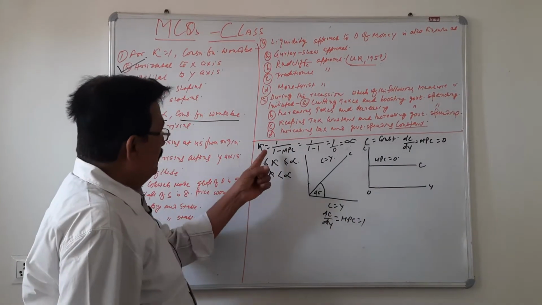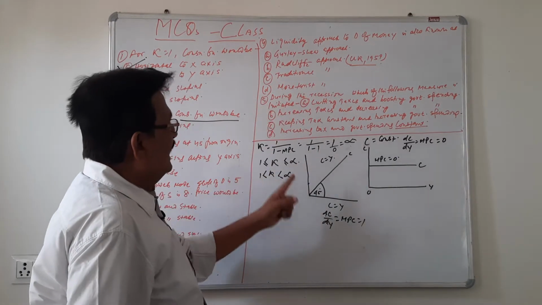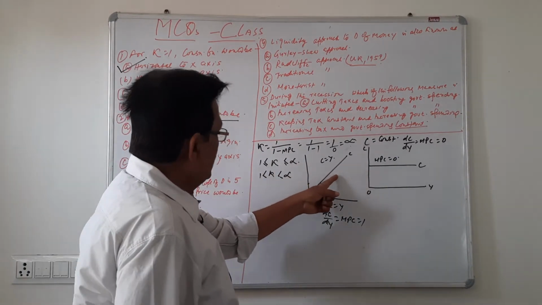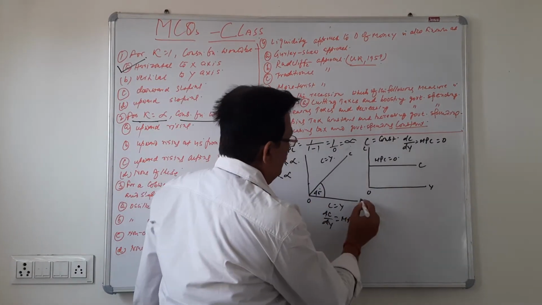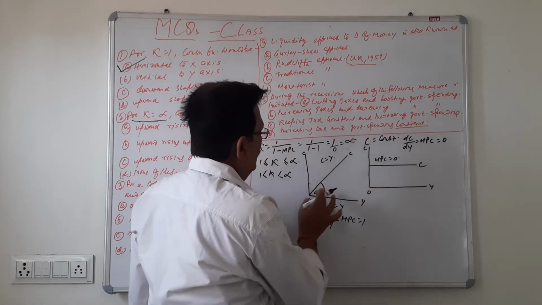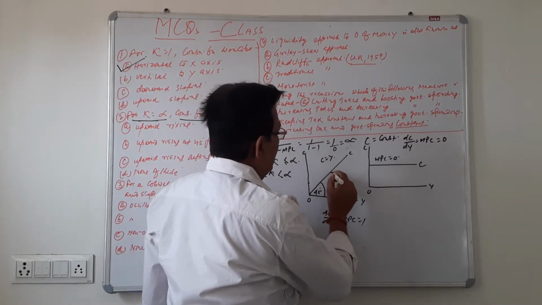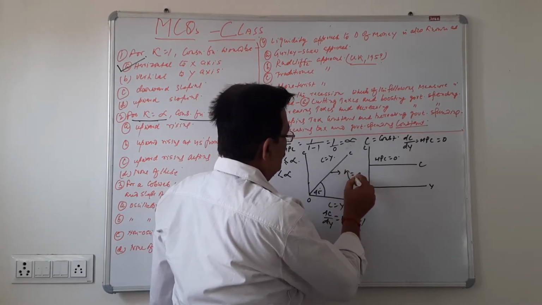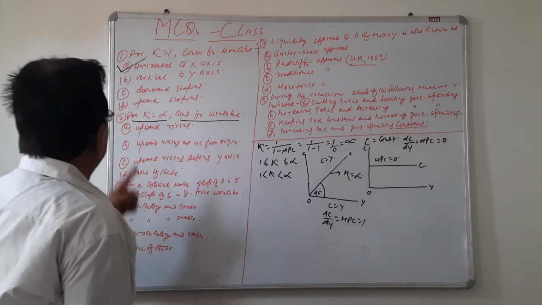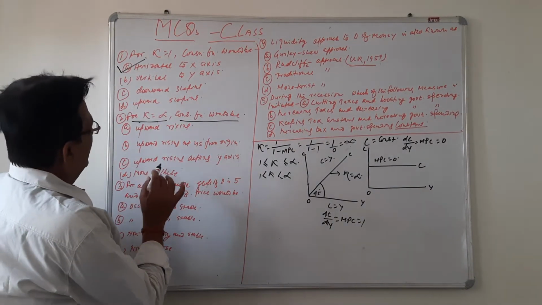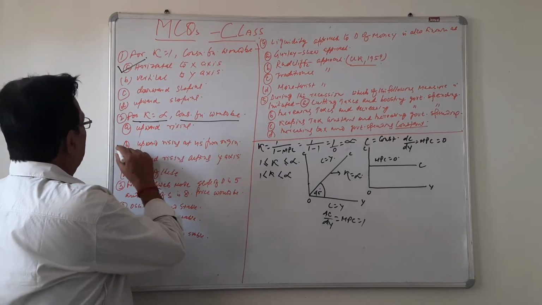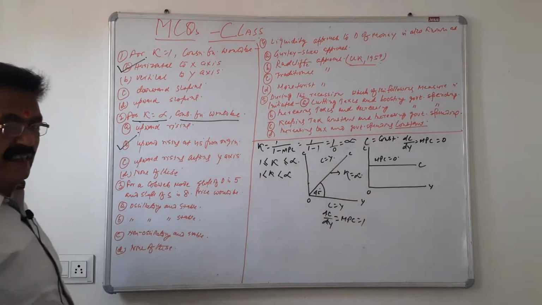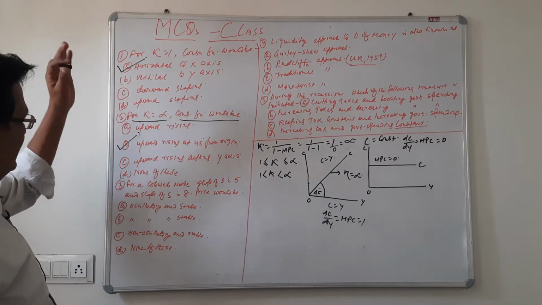So for the multiplier to be infinity, the consumption function would originate from the origin, at the 45-degree line. So this should be the consumption function for which the multiplier would be infinity. So for the second one, it should be upward rising at 45 degrees from the origin. So this would be the answer for these two cases.